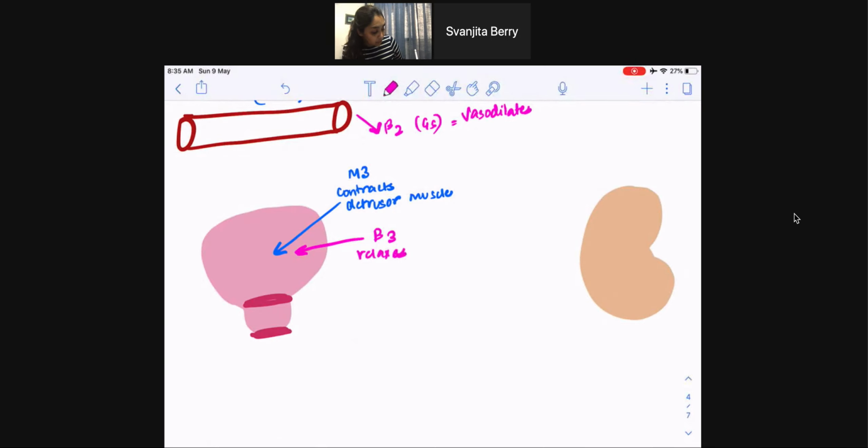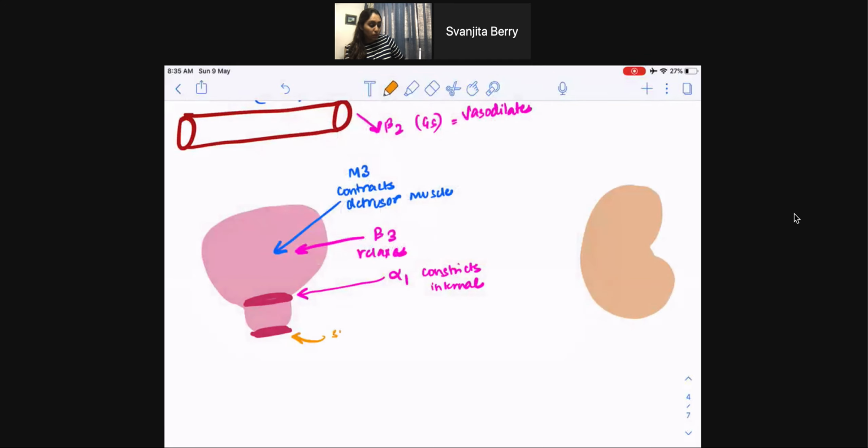Another sympathetic innervation that we see is on the internal urethral sphincter. It is alpha 1, which constricts my internal sphincter to prevent the outflow of urine. Okay, keep in mind, let's put this in orange, the external sphincter is under skeletal muscle control. And the nerve that sends this information is our pudendal nerve. So this is under voluntary control. You can control your external sphincter.